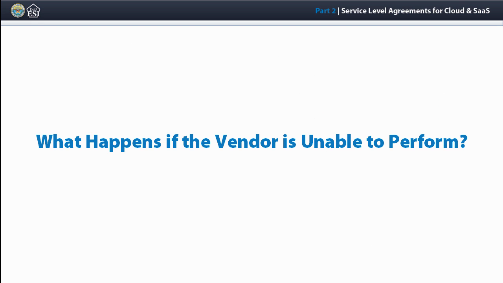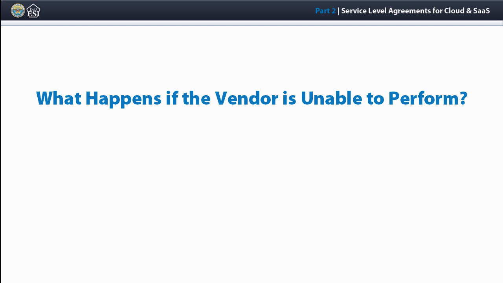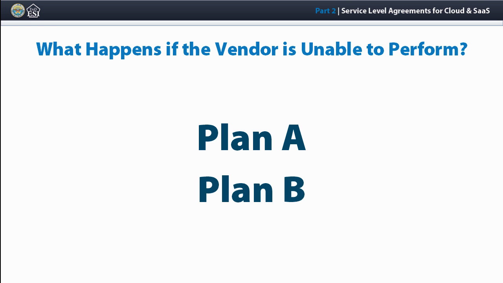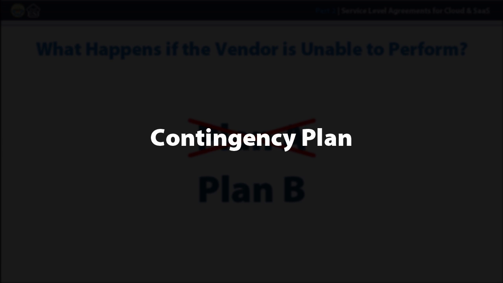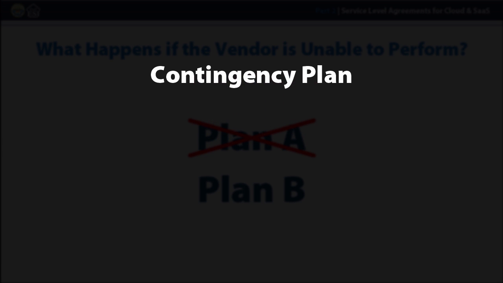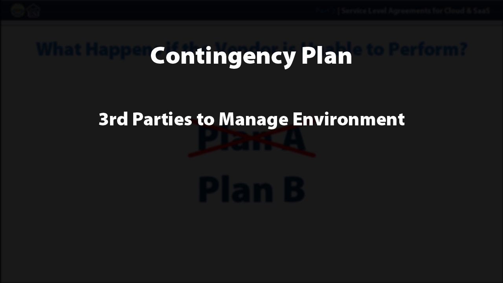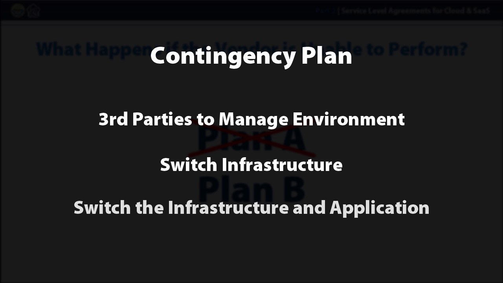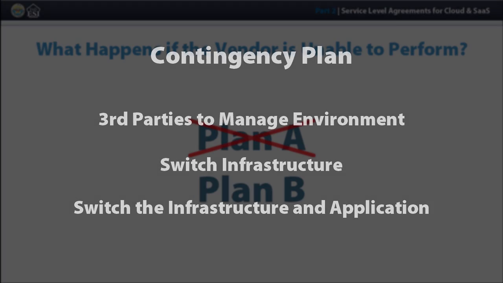Even with the best SLA in place, an additional question to ask is this: what happens if the vendor is unable to perform? For example, if they go out of business, are acquired, or otherwise lose the ability to deliver services. For these reasons, you need to have a contingency plan which might include the following. First, allowing third parties to manage the environment. Second, switching infrastructure. And third, switching the infrastructure and the application. None of these options are simple to create or implement, but having no contingency plan is not a good approach.